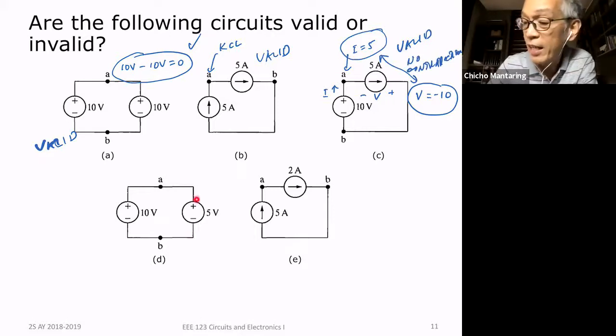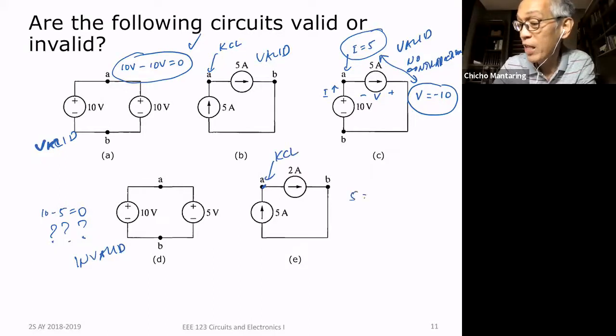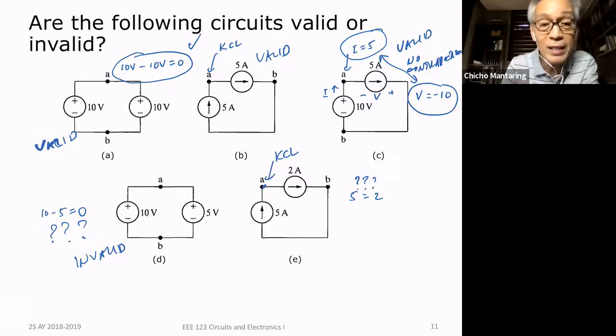Now, obviously, this is invalid. Because if I apply KVL to this loop, I'm going to get 10 minus 5 is equal to 0, which is obviously impossible. So this is invalid. And if I apply KCL here, I'm going to get 5 is equal to 2, which is again impossible. So that's also invalid. Okay? So you have to be able to recognize when circuits are valid or invalid. Very important. This is when you have sources in combination, or sources in series or sources in parallel.